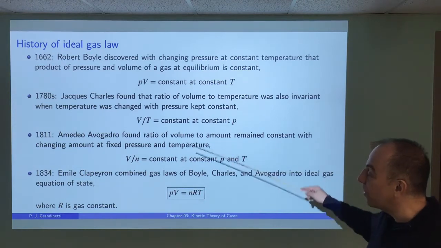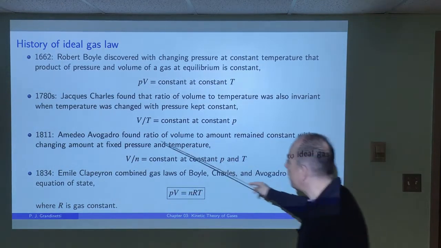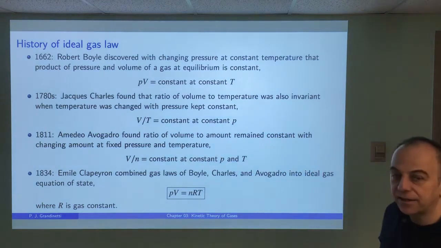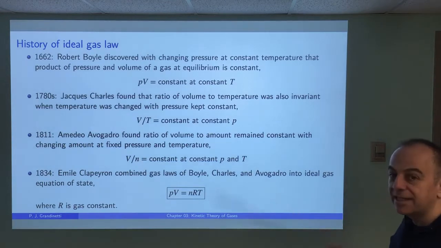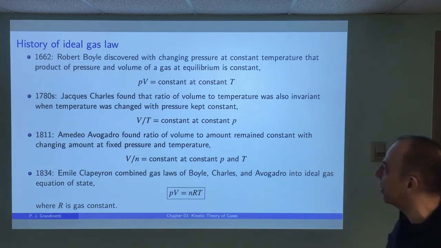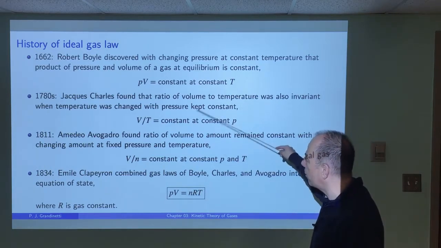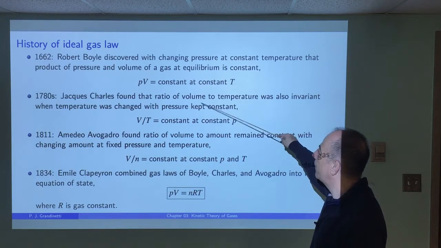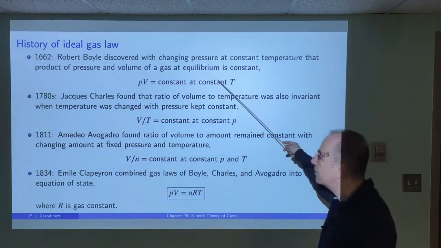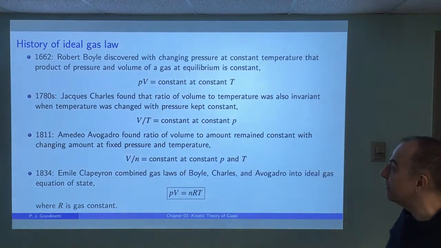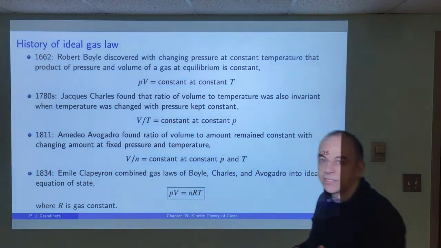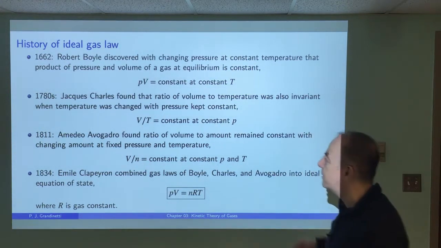Over 100 years later, Jacques Charles found that the volume over temperature of a gas remained constant if you held the gas at a constant pressure. So you could vary V and T as much as you want, but they would always be equal to the same constant if you have the pressure constant. One of the reasons it took so long between Boyle and Charles is that we didn't really have good thermometers back in the days of Boyle. It wasn't until the turn of the 18th century, the early 1700s, that we got thermometers that had the kind of precision that Charles needed to do these kinds of measurements.